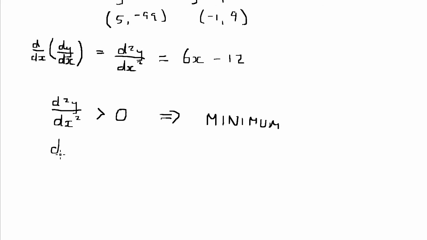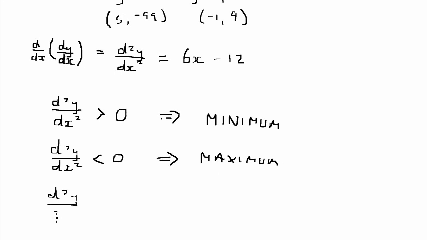And if the second derivative is negative, that means that our point is a maximum. If it turns out that the second derivative is 0, then we can't conclude anything. We don't know. We'll have to investigate what kind of stationary point we've got using other methods. So let's see what happens in this case.